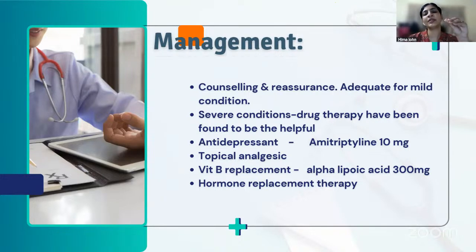Start off with as minimal a dose as possible. I've written here 10 mg, but if you can start off with 5 mg also, that might be enough for some patients, okay? Topical analgesics could be tried, and alpha-lipoic acid also can be given. Some patients might respond to hormone replacement therapy, but that is not the standard of care. It's not like one shoe fits all. It has to be tried and tested for different types of patients.